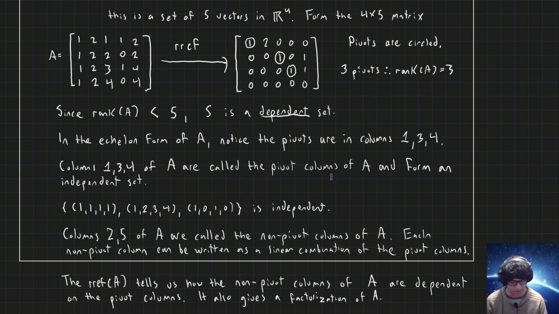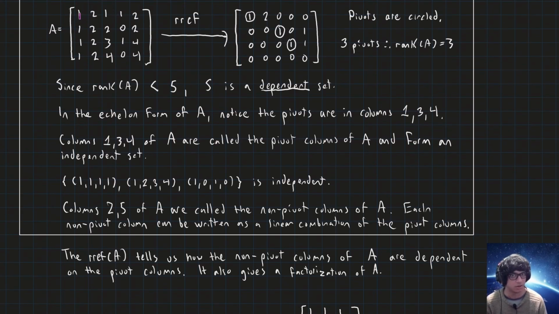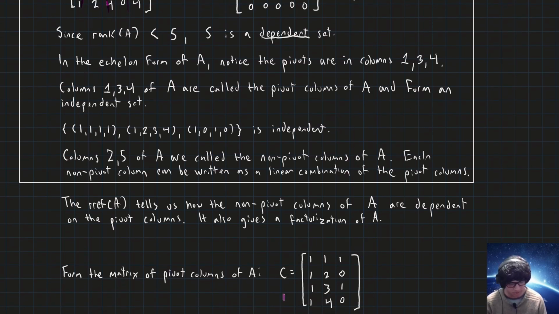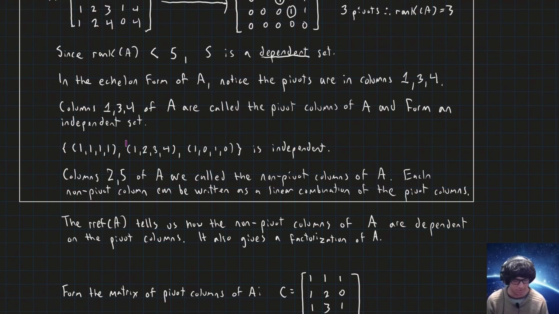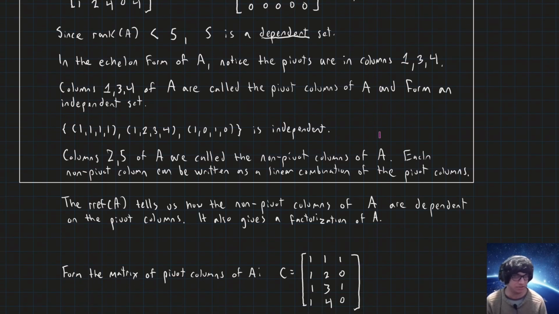So let's look at this. Here's what I'm going to do. I'm going to form the matrix of the pivot columns of A, and I'm going to call it C. The pivot columns, if you remember, are columns 1, 3, and 4. So I'm going to form a matrix with just them, and I'm going to maintain the order that they were in originally in A. That's important.